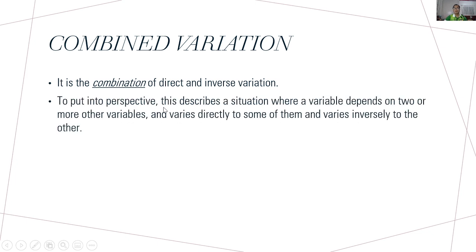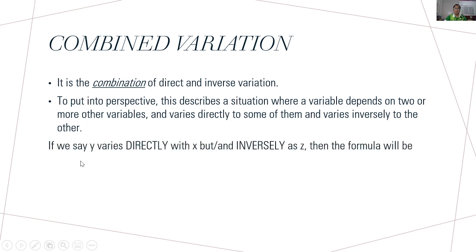So to put into perspective, this describes a situation where a variable depends on 2 or more other variables. Paano siya nakadepende? Varies directly to some of them and varies inversely to the other. So, dun sa ilang parte dun, directly siyang nagbabago, pero yung ilan na natitira, nagbavary siya inversely. So, if we will be talking about y varies directly with x, and inversely as z, then the formula will be, pagsasamahin mo lang siya sa isa, ayun o, y varies directly sa x, k times x. Inversely sa z, k over z. Pinagsama lang po. Ganun lang po siya kasimple.